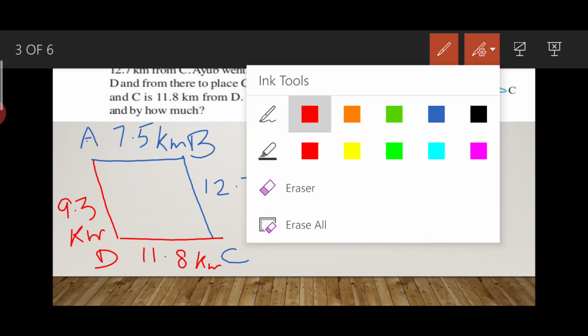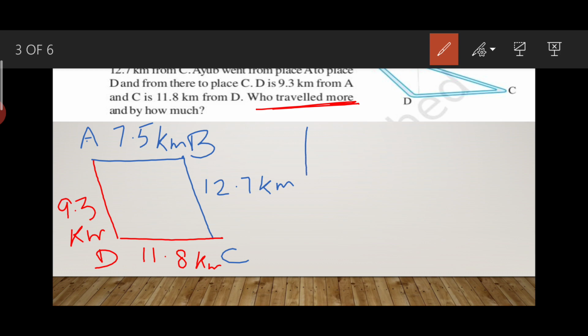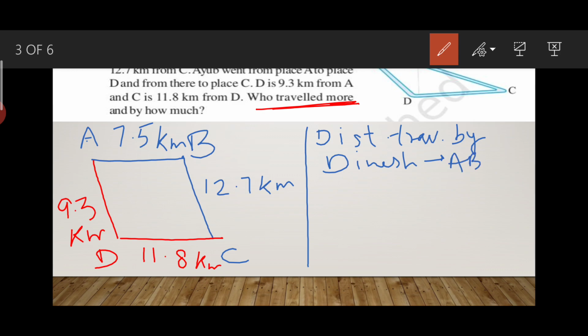So first let us see how much distance Dinesh traveled. What will you write here? Distance traveled by Dinesh. How much distance did Dinesh travel? First he moves from A to B, then B to C, that is AB plus BC is the distance traveled by him. What is the value of AB? 7.5 km, and the value of BC is 12.7 km. So you have to add both these values.